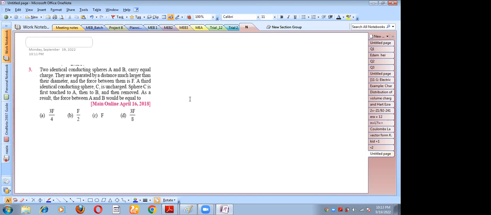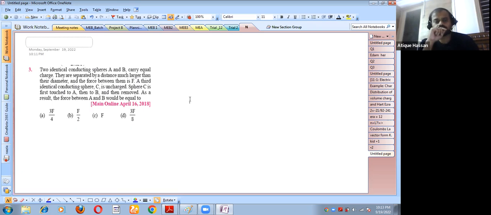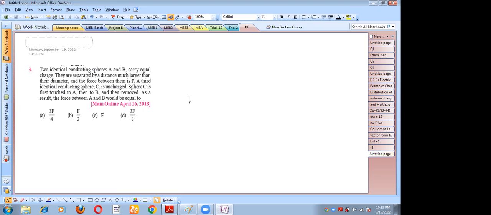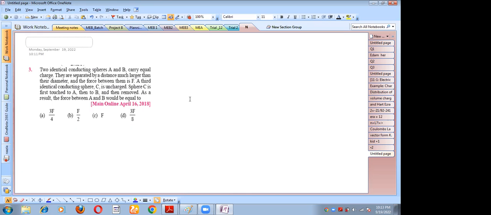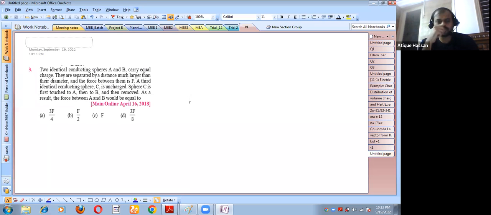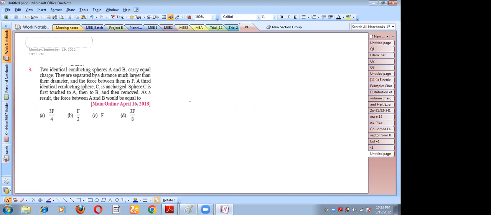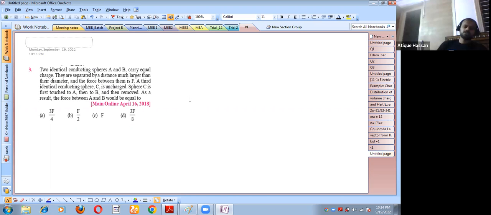Sir, can I tell the concept? Yeah, sure. So if C is uncharged and it touches A, if the charge in A is Q, then A will be Q by 2 and C will be Q by 2. And if C is touched with B, then C will be Q by 4 and B will be Q by 4. Then we find the force between A and B, Q by 2 and Q by 4. Yes, I think you're right.